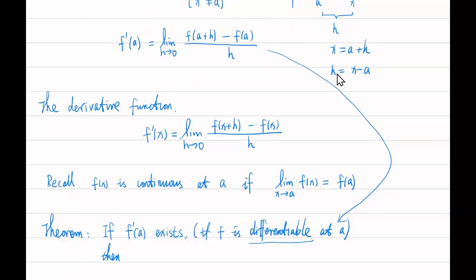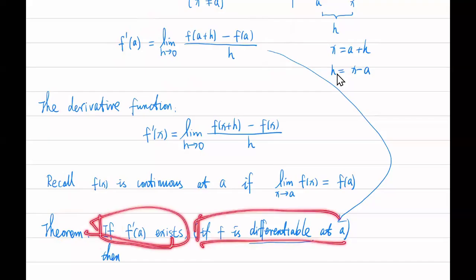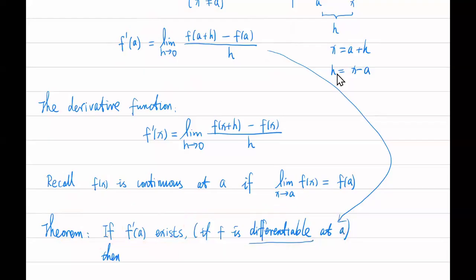And then what is the difference? Sometimes this is not easy to read. It's a different way to say the derivative exists. Sometimes we say it's differentiable at a. It means the derivative exists. So these two statements are the same statement, as I just repeated. Differentiable means that the derivative exists.